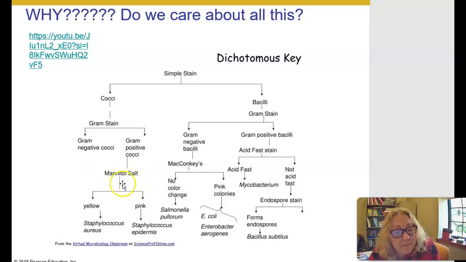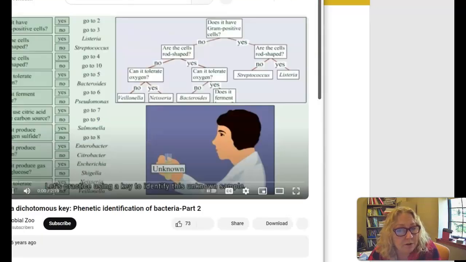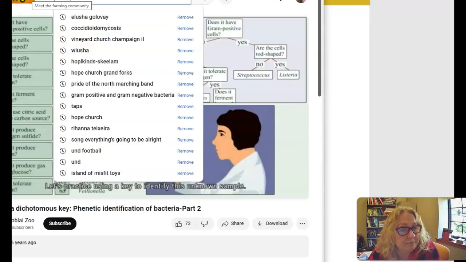Then you look at like, will it grow in mannitol salt? Or what color does it turn? MacConkey agar. Does it grow in MacConkey agar? Does it grow in a certain stain? So there are some of these that we use to look at dichotomous keys. I don't know if this is going to work, but we shall try. So this is your whole end of your project. Let's practice using a key to identify this unknown sample.